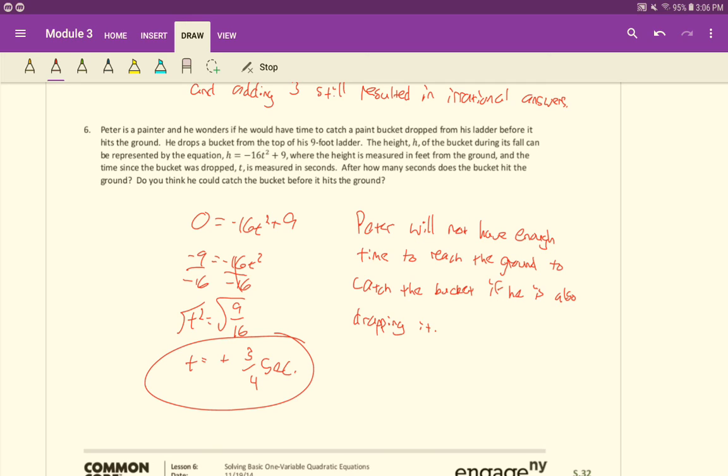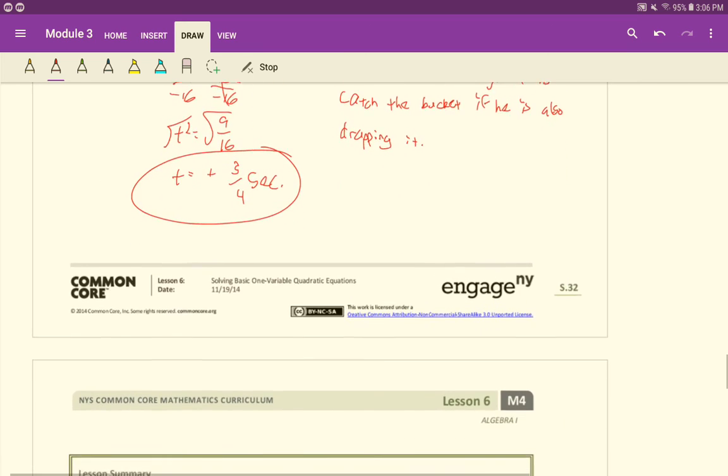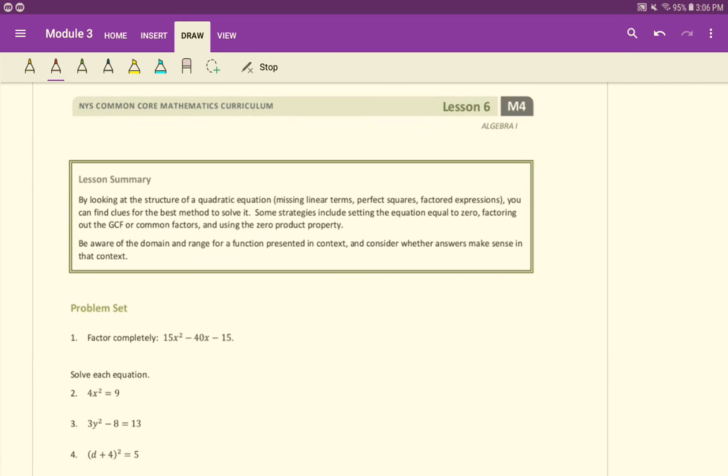If he had a friend that was at the top of the ladder and dropped the bucket, well, then of course he could position himself so that he catches the bucket. But remember also, catching it before it hits the ground, I guess he could always put his hands right at the ground level or something like that, but he would have to be even faster than 3/4 of a second to catch it so it doesn't hit the ground. At 3/4 of a second, it hits the ground, so he would need to be faster than 3/4 of a second to stop it from hitting the ground. So, probably not.